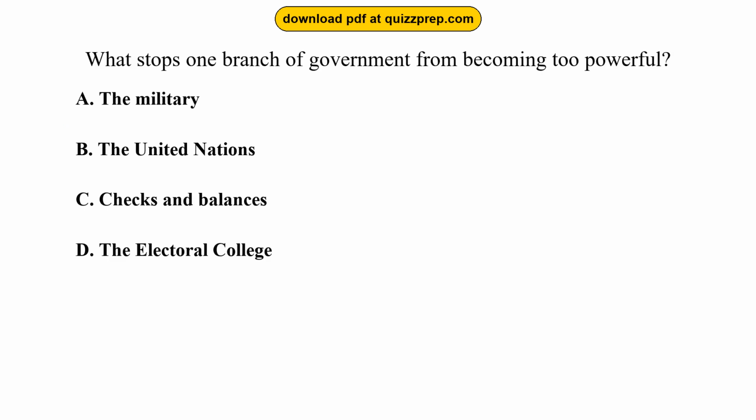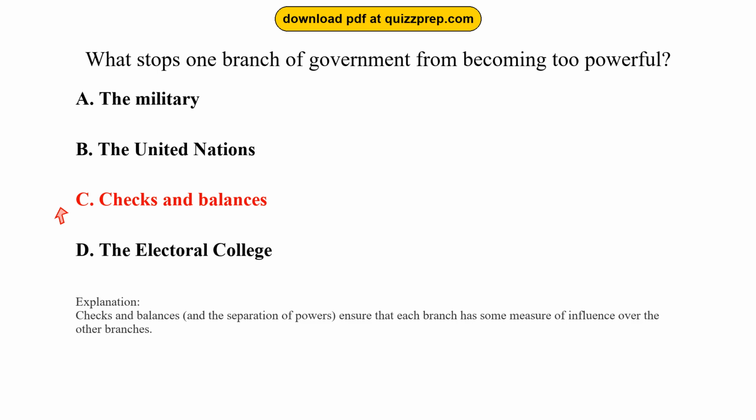Question 19. What stops one branch of government from becoming too powerful? Option A. The military. Option B. The United Nations. Option C. Checks and balances. Option D. The Electoral College. The correct answer is option C, checks and balances. Checks and balances, and the separation of powers, ensure that each branch has some measure of influence over the other branches.